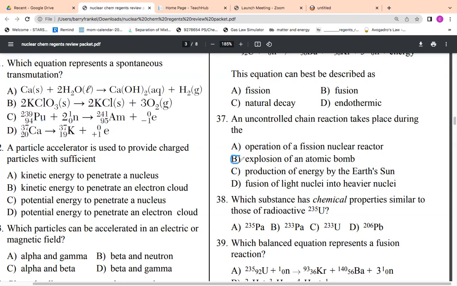So this would be B, okay? If it was controlled, then the answer would have been A. But it is saying it is uncontrolled. So that would be an explosion. That would be an atomic bomb. All right. And again, uncontrolled chain reaction, it's got to be describing fission. And if we look at C, production of energy by the Earth's sun, that is done by fusion. And they're also talking about fusion in D, so that also doesn't work.